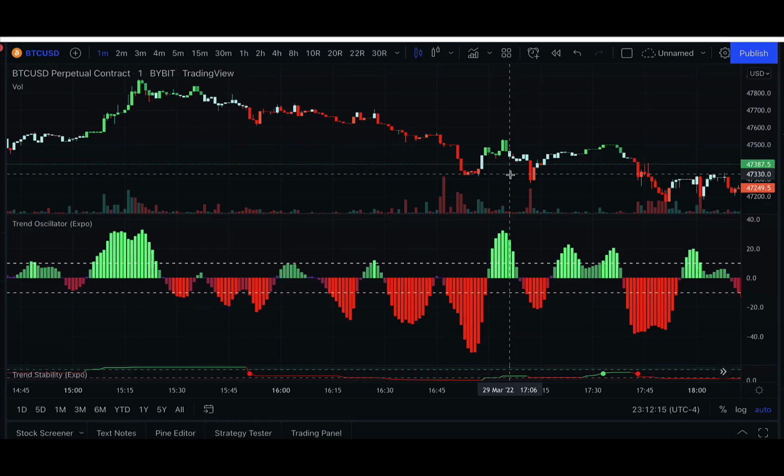Hey guys, I wanted to make a quick video on scalping with Mr. Z's indicators on Bitcoin on the 1 minute time frame. This can work on other markets as well, but I know Bitcoin's pretty popular, so let's do it. Basically, very simple. We have our trend stability set up here. Let's go over the settings.